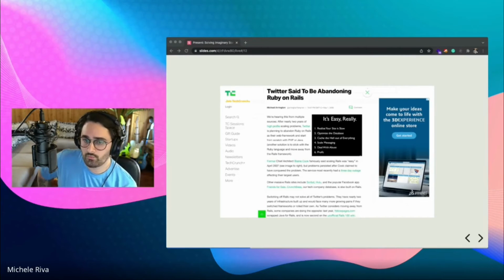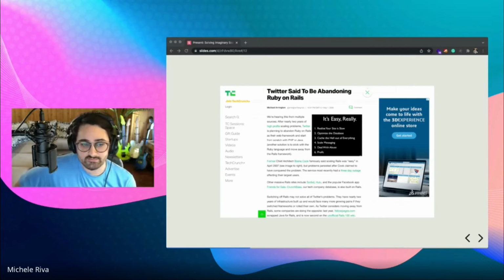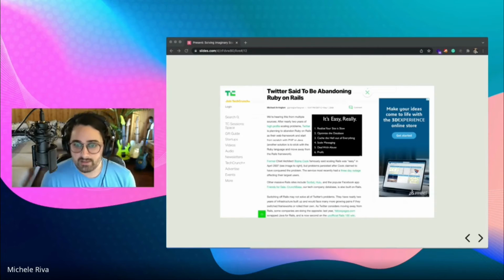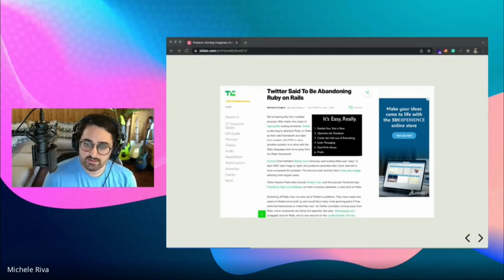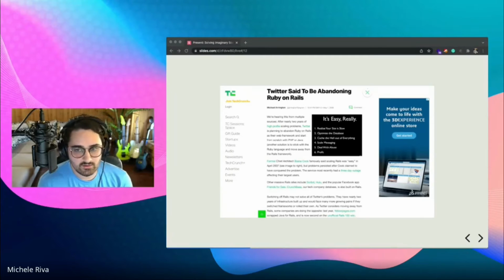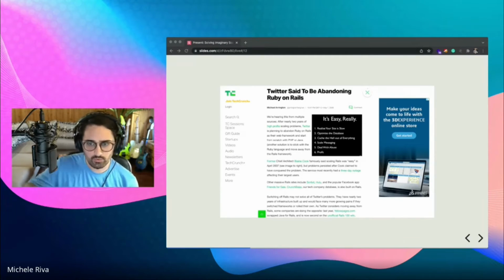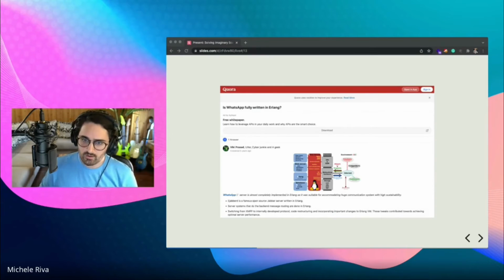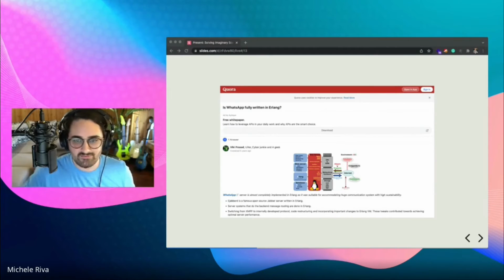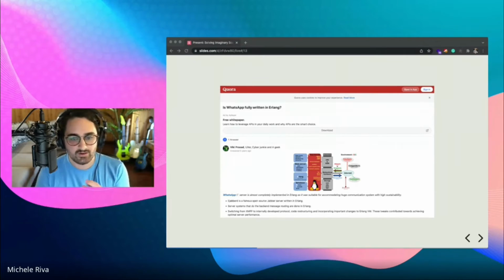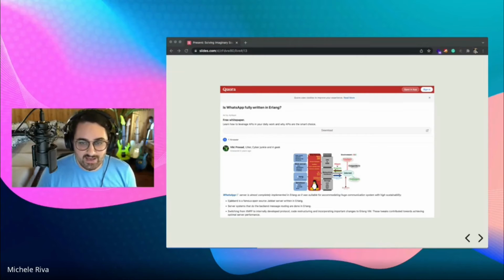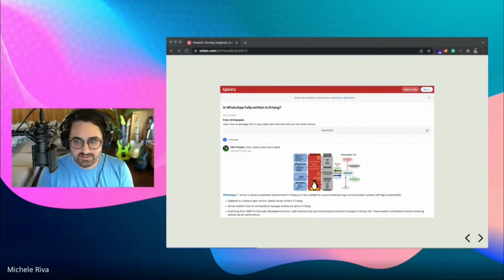So we also have the example of Ruby on Rails, when back in 2008 they were willing to abandon Ruby on Rails in favor of Java and Scala in general, because Ruby on Rails couldn't scale anymore. So we are full of bad examples of languages that couldn't scale, but we will get into that later. And we also have great examples of languages that are built to scale, such as Erlang, for example. So we have WhatsApp, which could possibly scale forever. We will see some numbers later on.